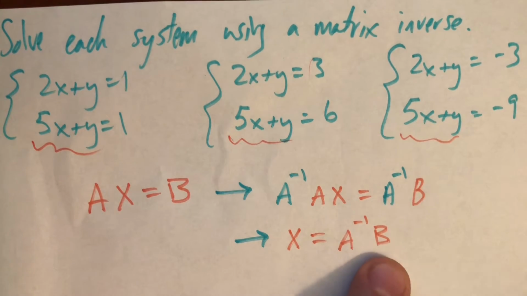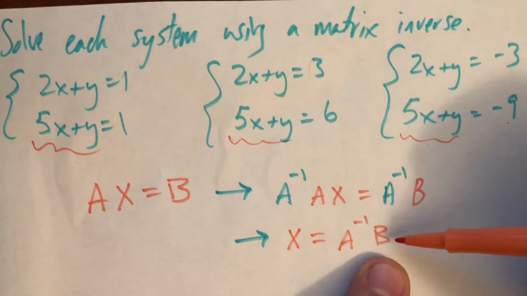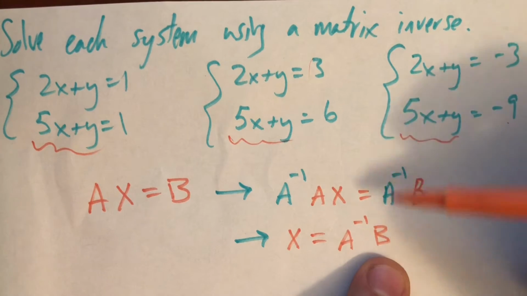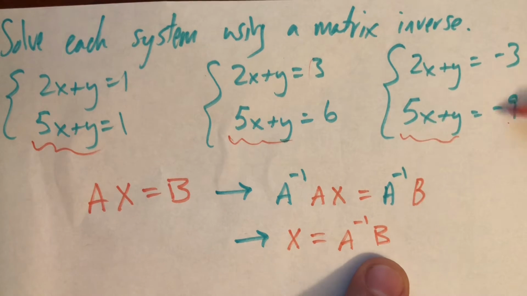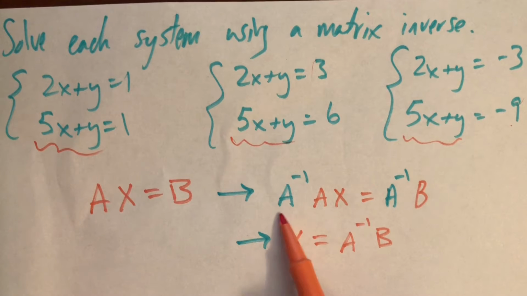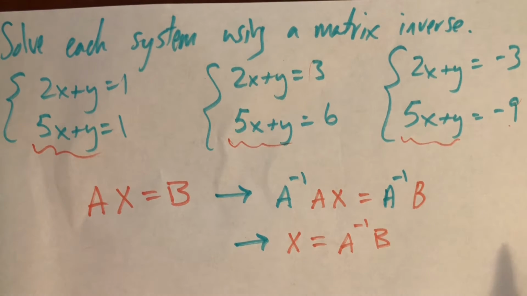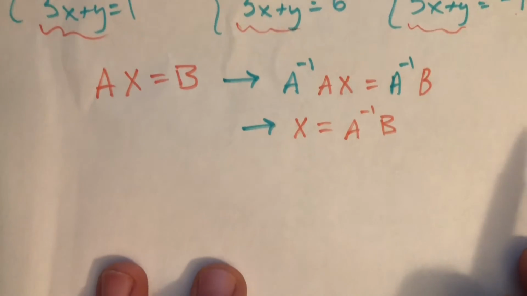In each of these, that's going to be B, right? B is this 2x1 matrix that is going to represent your constants there, the non-variable terms. So what we want to do is we just need to find that inverse, and we can just apply the inverse property and multiply on the left by our coefficient matrix. So let's go ahead and find the inverse.